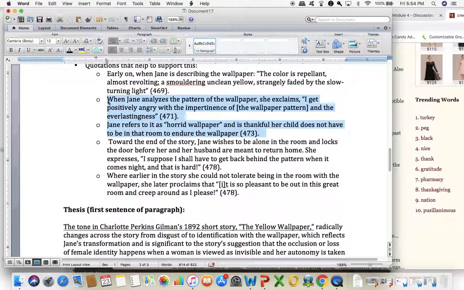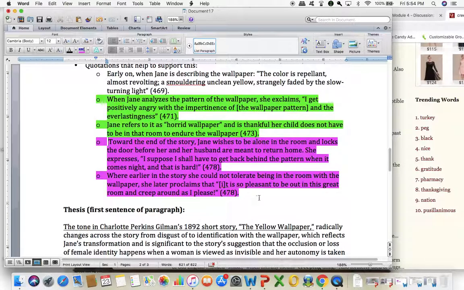I would probably take these 2 to talk about how the tone is depicted early on in the story versus before her identity is erased, before she becomes this secret or invisible woman, because the other character, particularly the male character in the story, views her arguably as invisible, and that she doesn't have her own identity. The tone changes because of that.